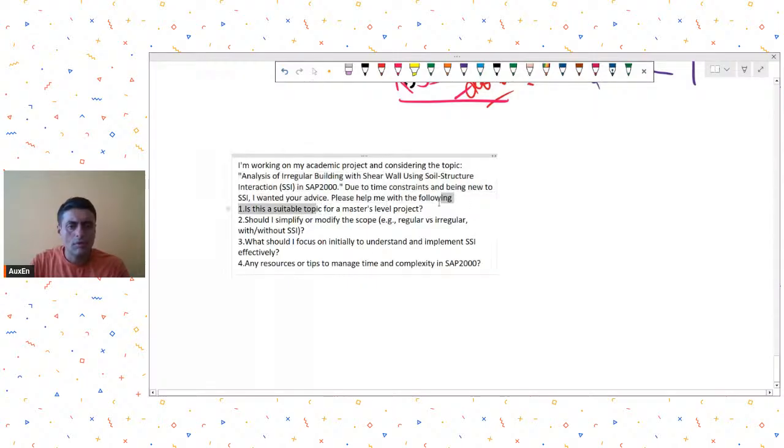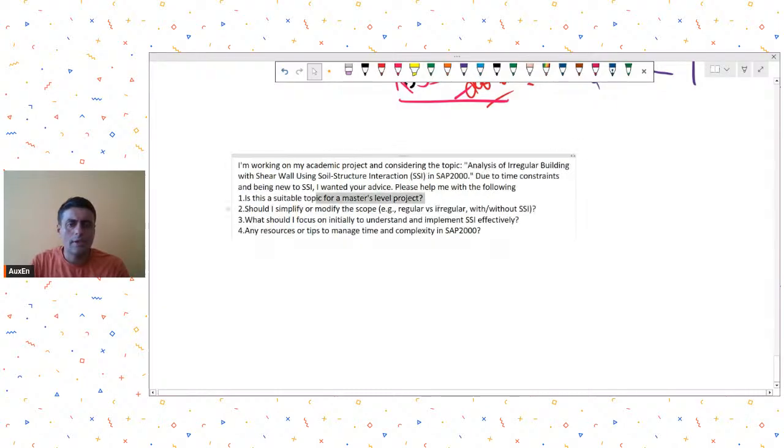Is this suitable topic for master's level project? I don't know. You need to ask your guide or your mentor whether this is within your scope or within your capability. Your mentor or your guide should also be comfortable enough in guiding you for this topic, right? So you also need to consult your guide or mentor for this. My saying or me telling you whether it's a suitable topic or not won't help you. Your guide has to tell you because he or she has to help you finally.